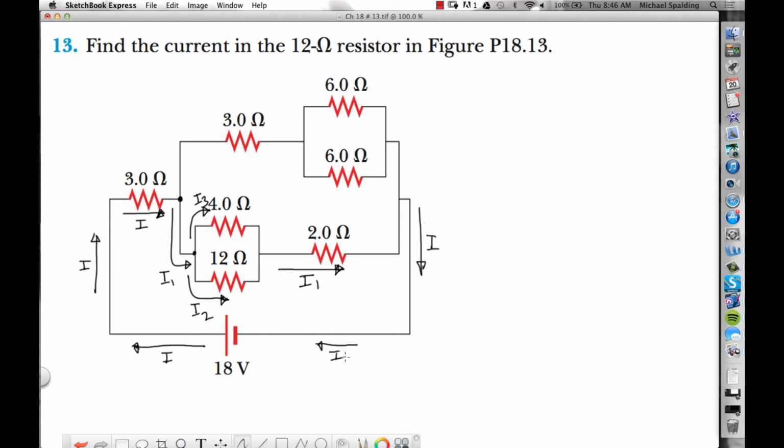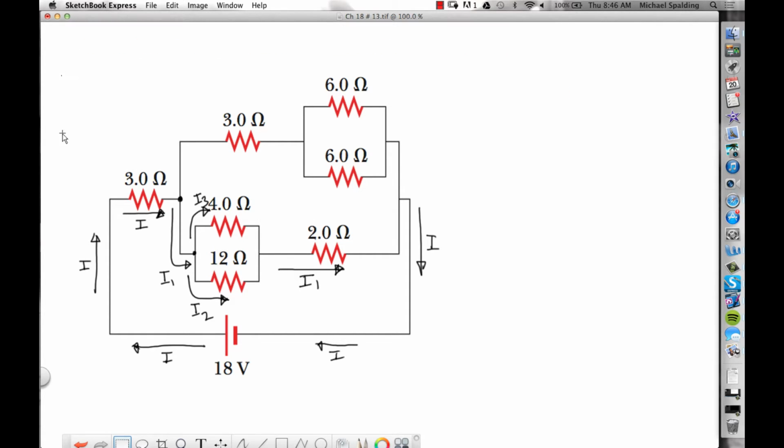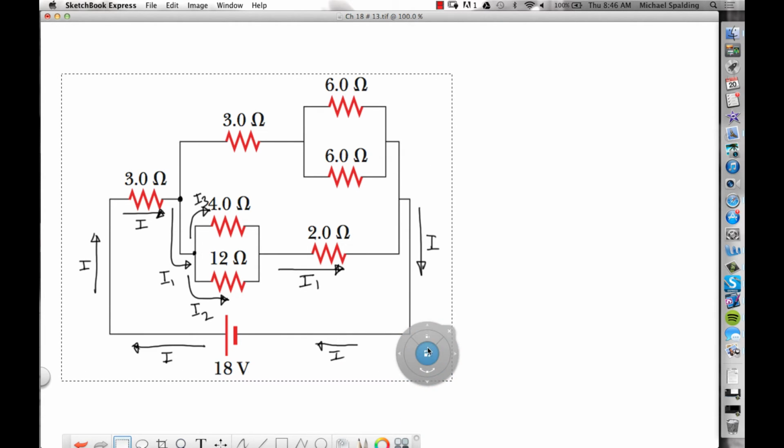Okay? Now, the key to circuit problems is to draw simplified pictures. So I'm going to need a lot of room to do this. So I'm going to shrink this guy down. In fact, here I'm going to get rid of the question to make even more room. So we're finding the current in the 12 ohm. We know that. So let's take this picture here and shrink it down.